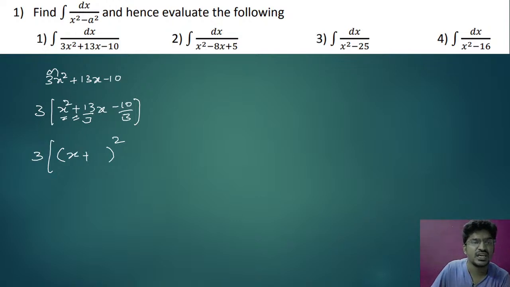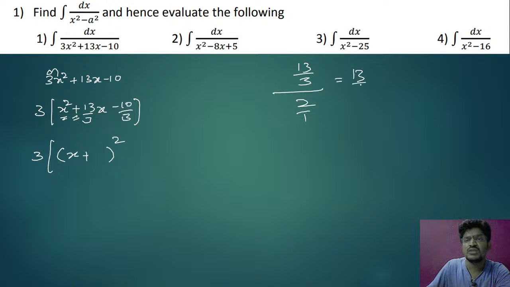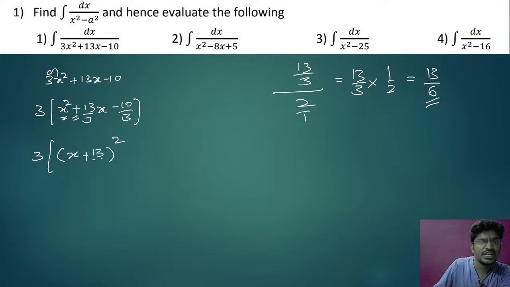What is present here? The x coefficient. The x coefficient is 13 by 3. Whatever the x coefficient may be, you have to divide it by 2. So if I divide it by 2, it is nothing but 13 by 3 into 1 by 2, which is 13 by 6. So you have to write that here.